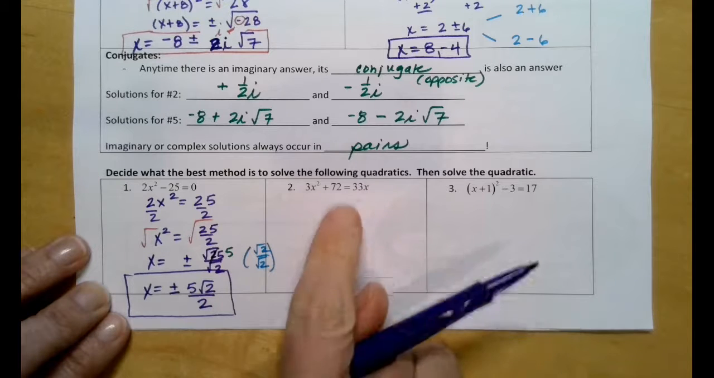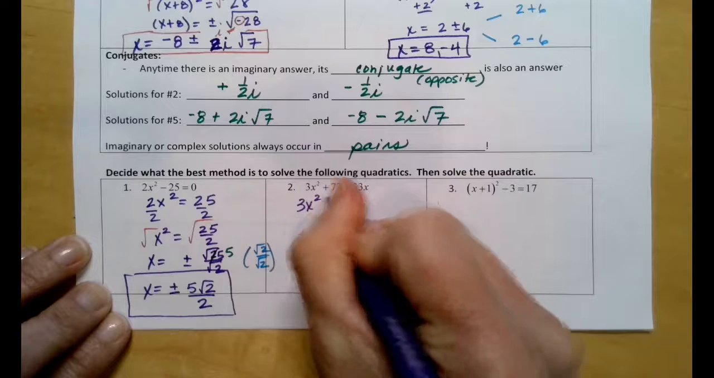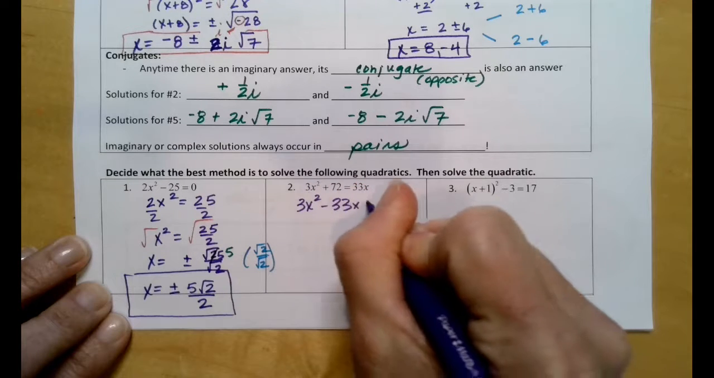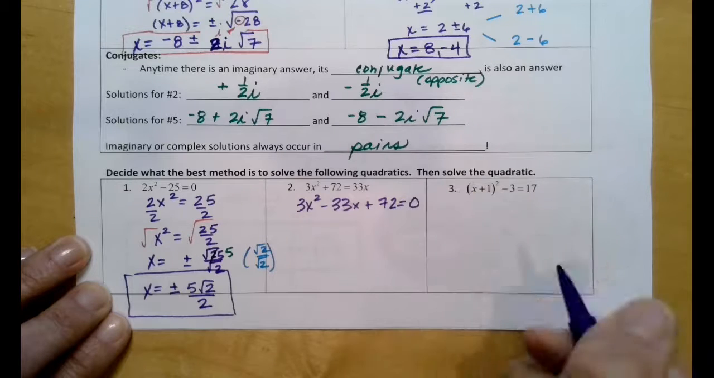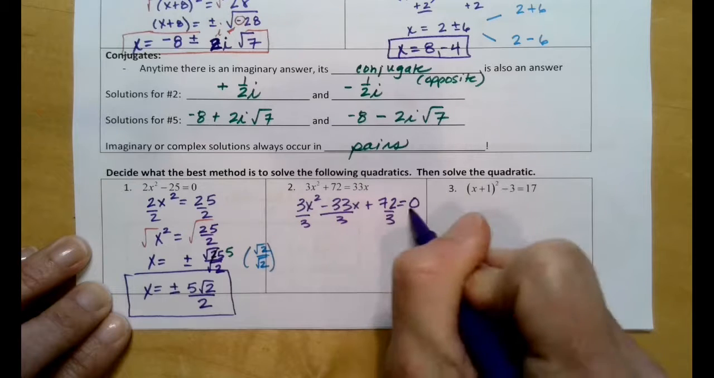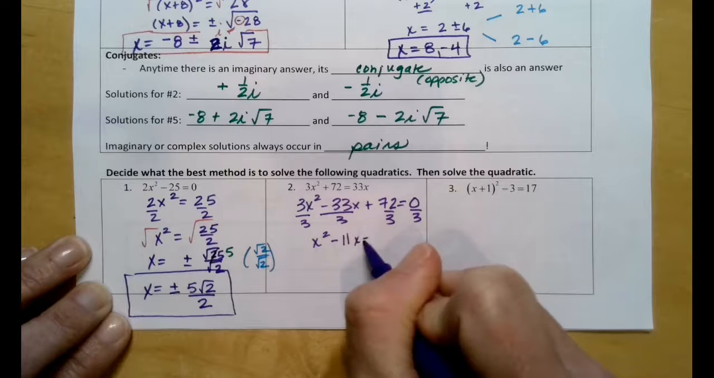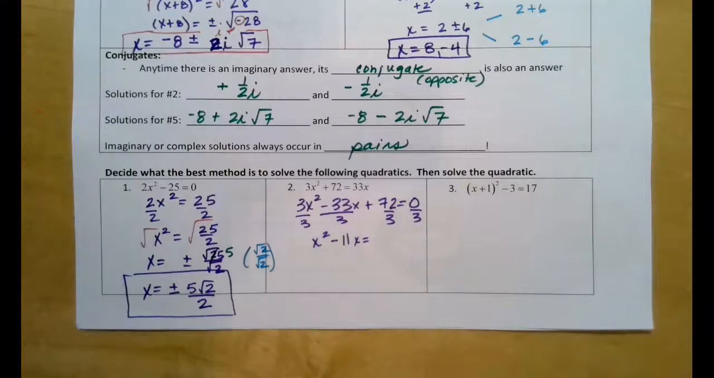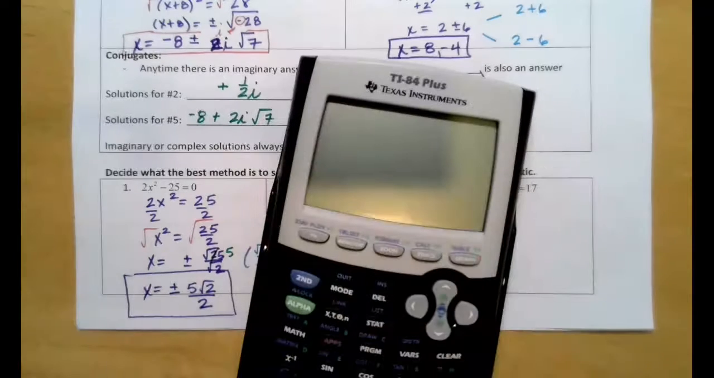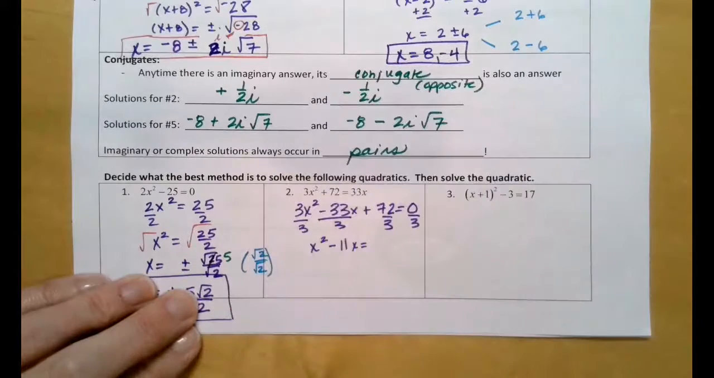All right, let's check out this next one. Maybe factoring will work on this one. 3x squared minus 33x plus 72 is equal to 0. Let's go ahead and divide everything by 3 and see what happens. Because if I have x squared minus 11x plus 72 divided by 3, let's check that out. 72 divided by 3, so 3 goes into that 24 times.